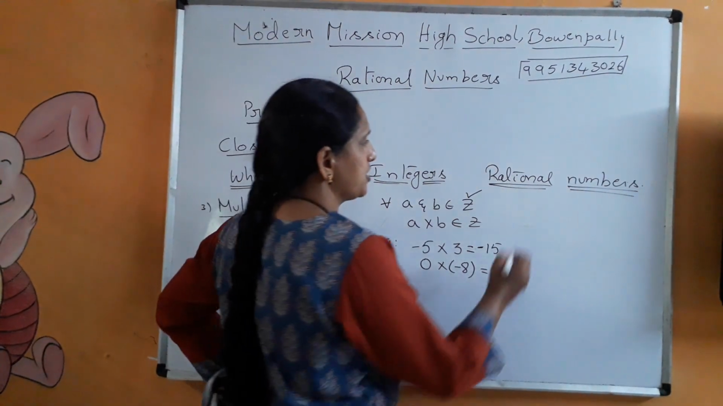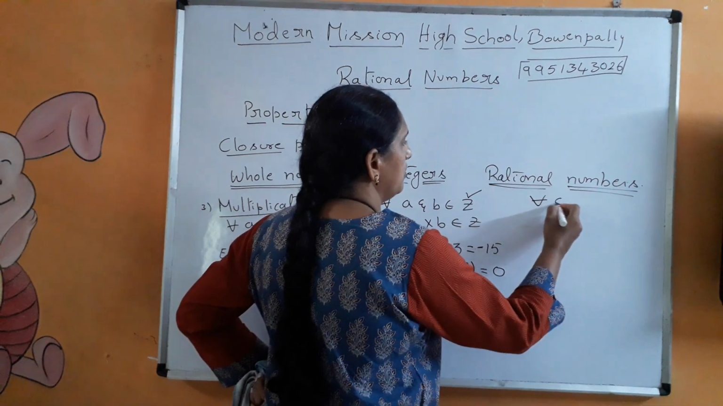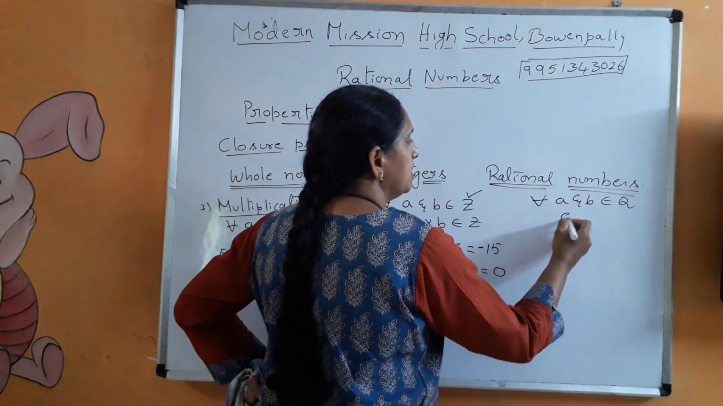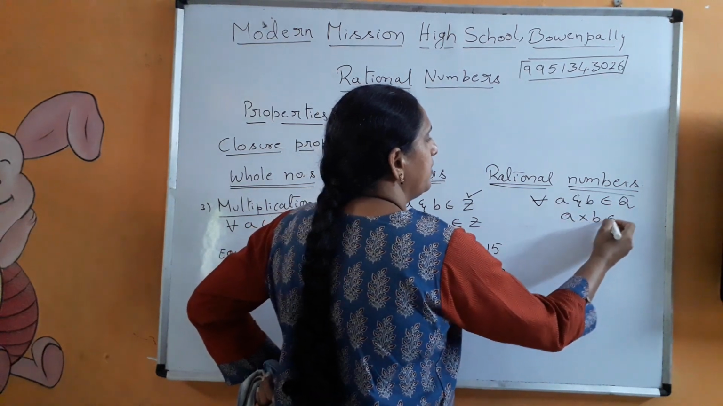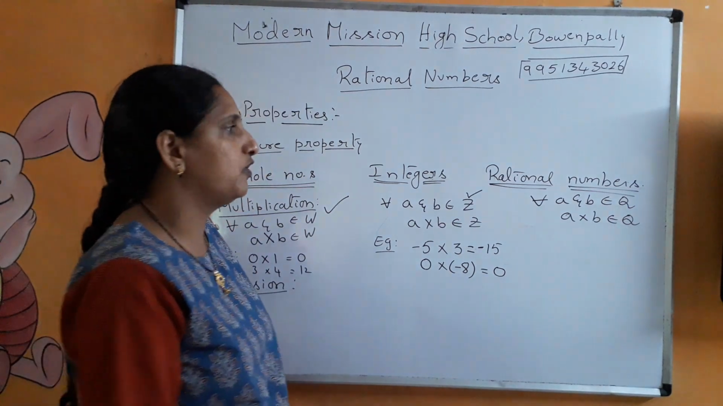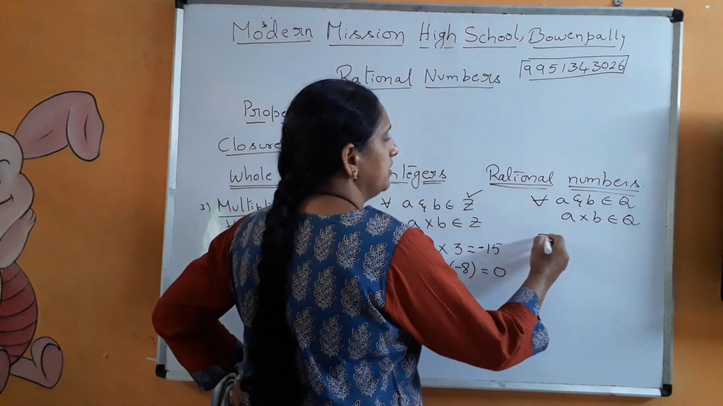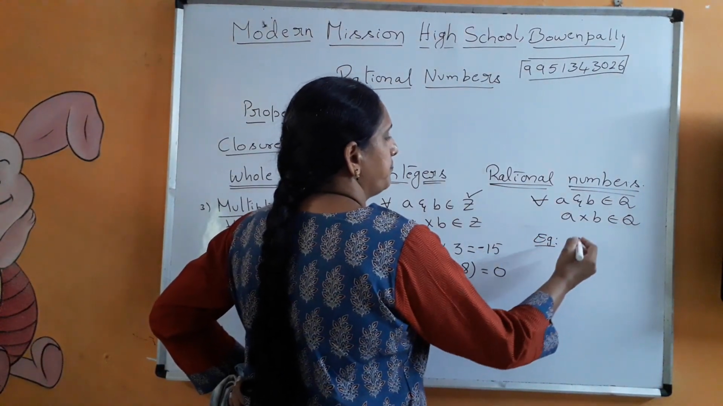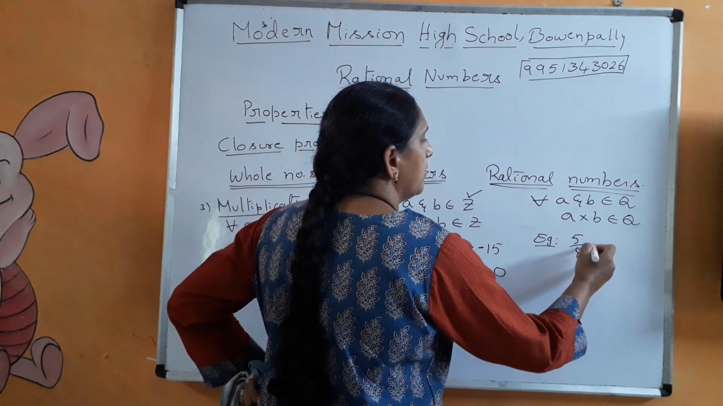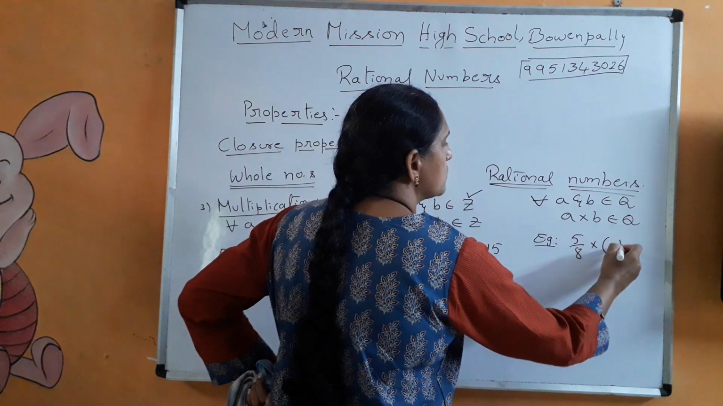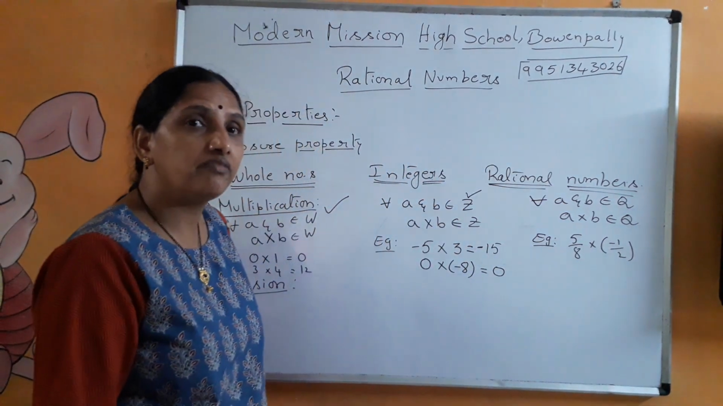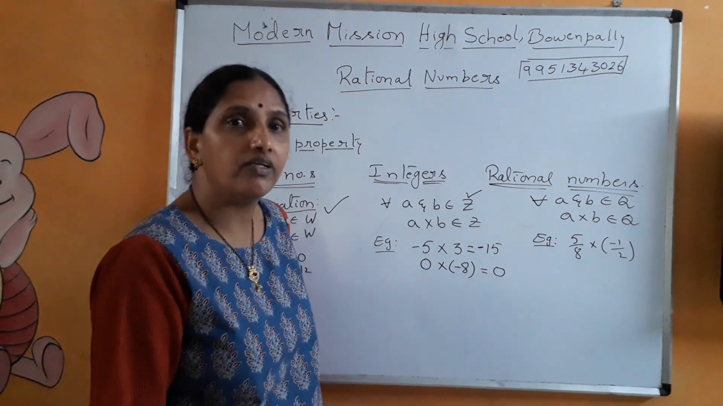Now let us take rational numbers. Again I am writing for all values of a and b belonging to rational numbers, a multiplied by b also belongs to rational numbers. We need to check whether true or false. Take an example here. Let me take 5 by 8 multiplied by minus 1 by 2. I am taking one positive rational number, the other negative rational number.